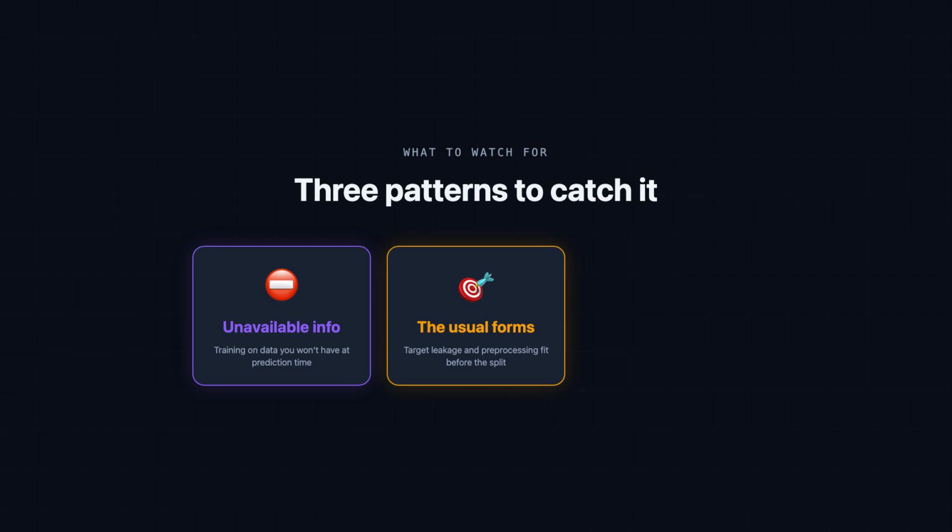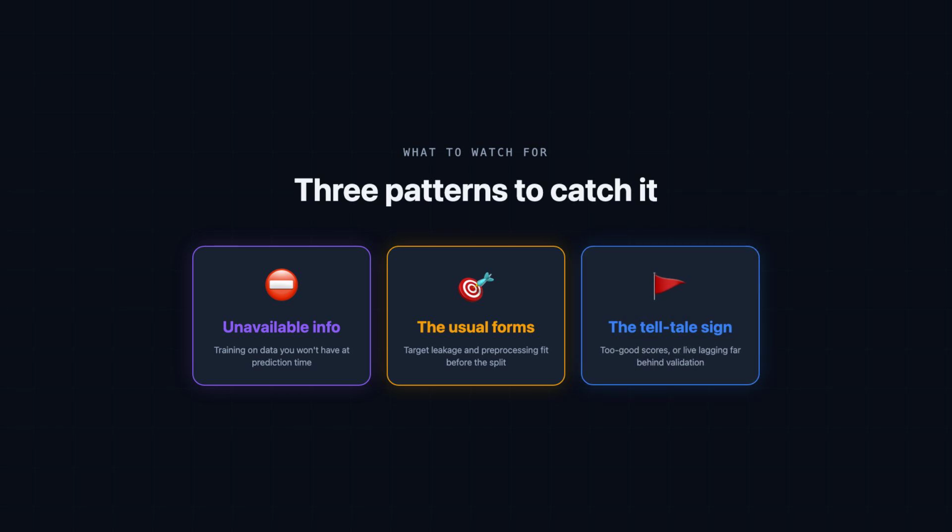Second, know the usual suspects cold. Target leakage from features caused by the outcome, and preprocessing that was fit before the split, are the 2 culprits that catch people again and again. Temporal leaks and duplicate rows across both sets round out the list. Third, learn to trust the telltale sign. Whenever results look too good to be true, or live performance suddenly lags far behind your validation numbers, treat that gap as a leak until you have genuinely proven otherwise. That instinct will save you repeatedly.